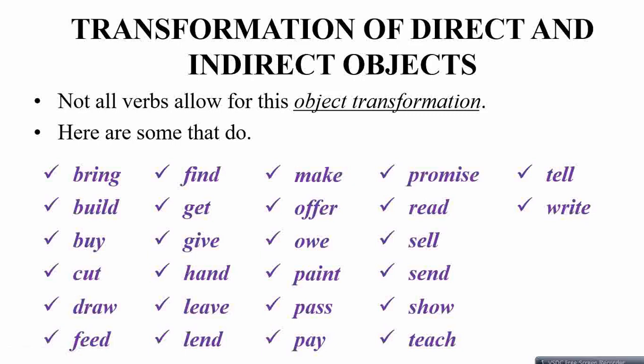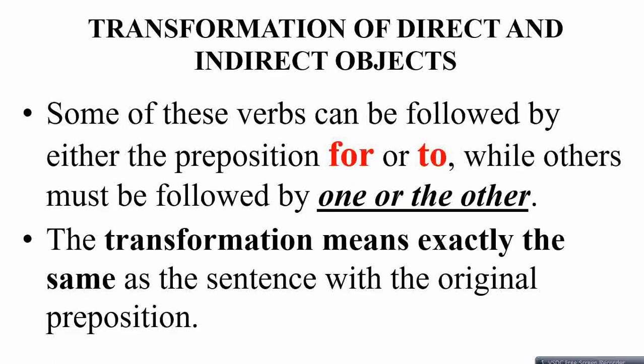You can place either the direct object or the indirect object either way, but you have to be watchful about how you take care of the grammar in it. One more important thing is some of these verbs can be followed by either of the prepositions for or to. Some of these verbs you can use with for as well as with to, while others must be followed by one or the other. With some you have the flexibility to use both for and to, but there are some with which you can use only one of them, specifically.